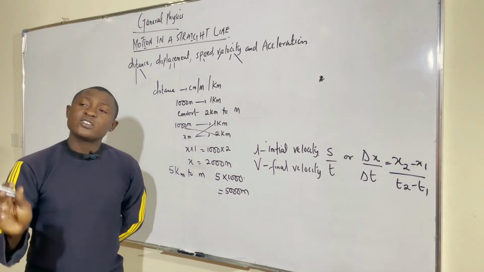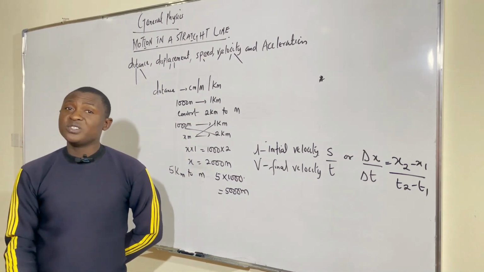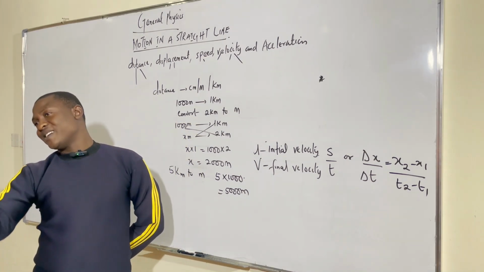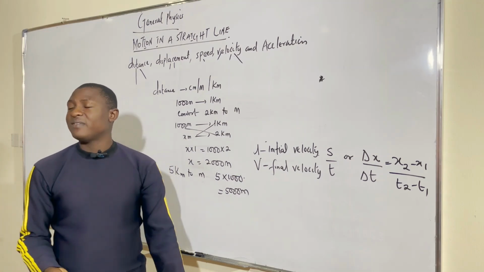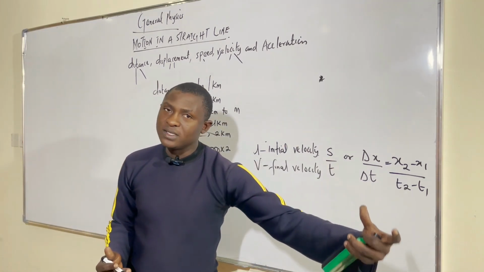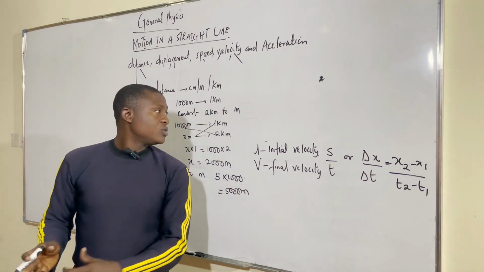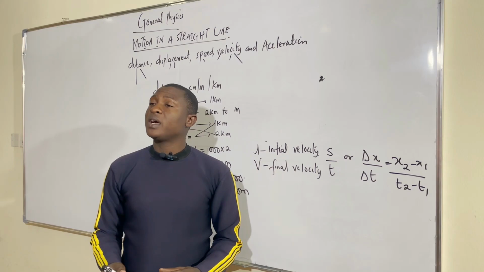Now, assuming the value is in meters already, and I want to leave the value in terms of kilometers, what do I need to do? Yeah, that means you are following. I'll just divide the value by 1,000. From kilometer to meter is multiplied by 1,000. Then from meter to kilometer, I'll just divide the value by 1,000.